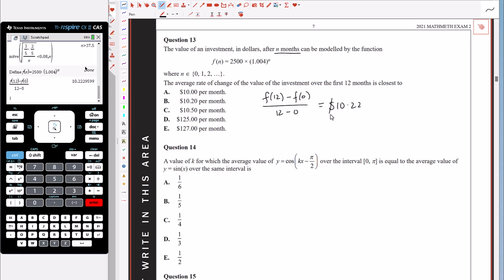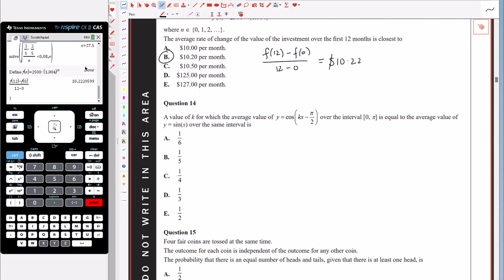It's a bit strange that they've rounded it to the nearest 10 cents, but okay. Sort of more of a further maths thing to do. But anyway, even then, generally speaking, monetary things round to the nearest cent.